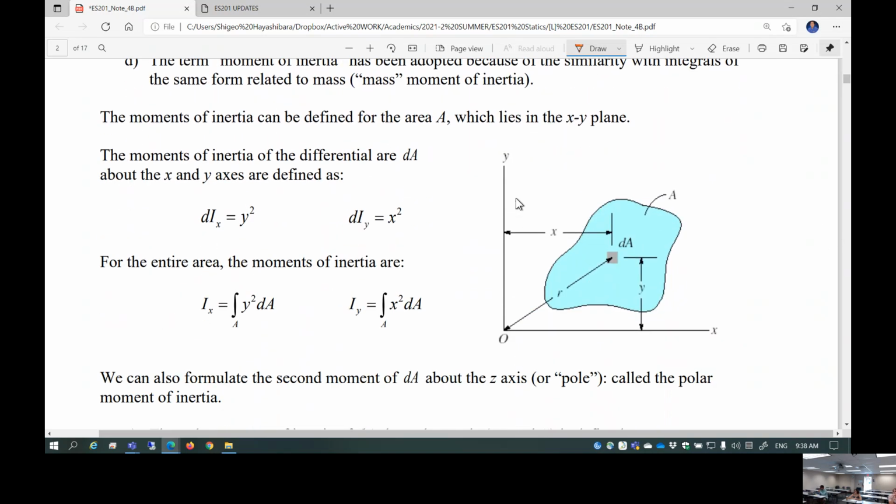So let's just take a look at it. This is an arbitrary area given on the xy plane. This area has a certain property. One of the properties is, of course, moment of inertia. So how much moment of inertia do you have for this area?